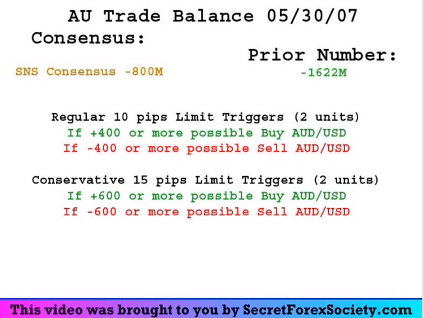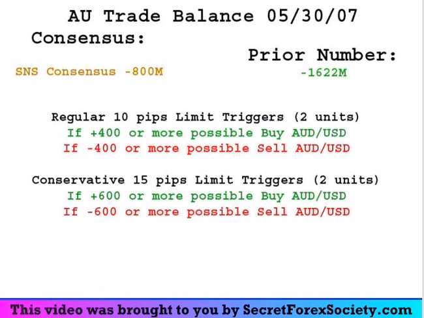Trade balance is kind of a crappy report that barely moves and it retraces very quickly, even though theoretically it should do the same thing as other trade balances. Australian trade balance, believe it or not, is one of the better ones to trade. It's one of the better trade balances.